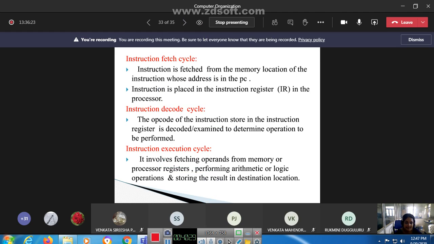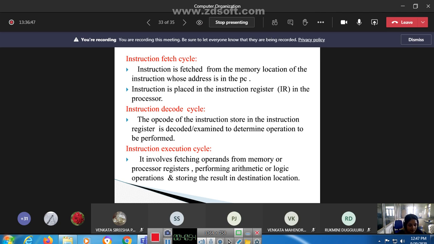Next, having the instruction fetch cycle, what is it? In every diagram we are following some instructions, so how does it work, what is the instruction fetch cycle? In this cycle the instruction is fetched from the memory location whose address is in the PC. The instruction is placed in the instruction register IR in the processor. That is called the instruction fetch cycle.